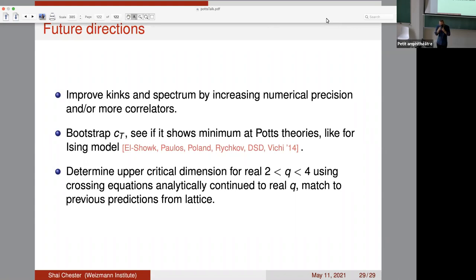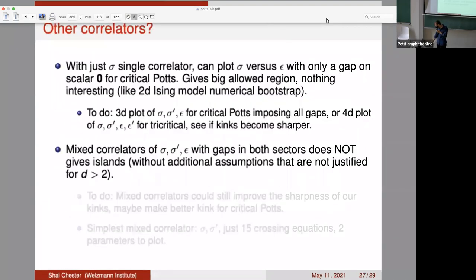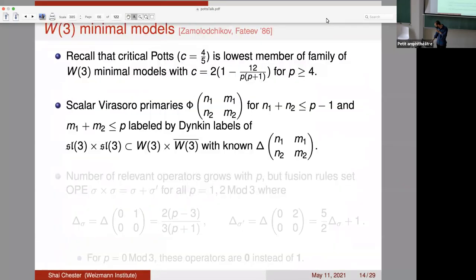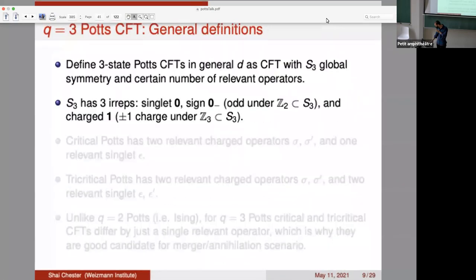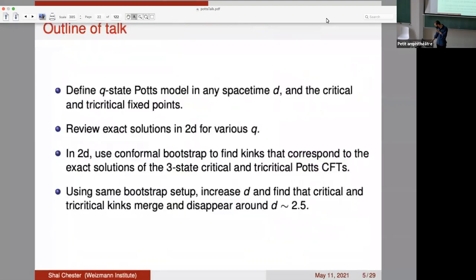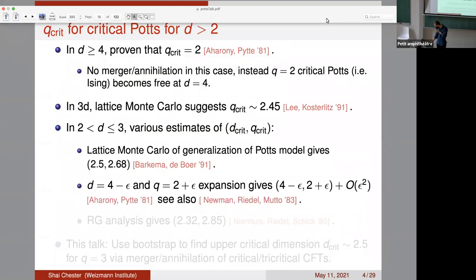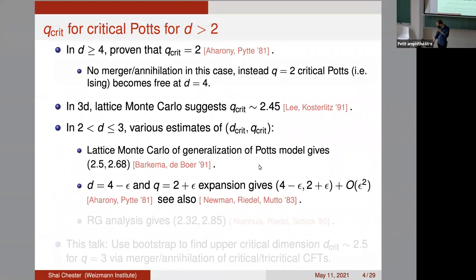I noticed that there's actually a paper which came out a couple of years after yours. Let me go back to the beginning. There was another epsilon expansion paper which came out after Amnon's paper in '83, by Newman, Riedel, and Muto, and I think it gives slightly different results.